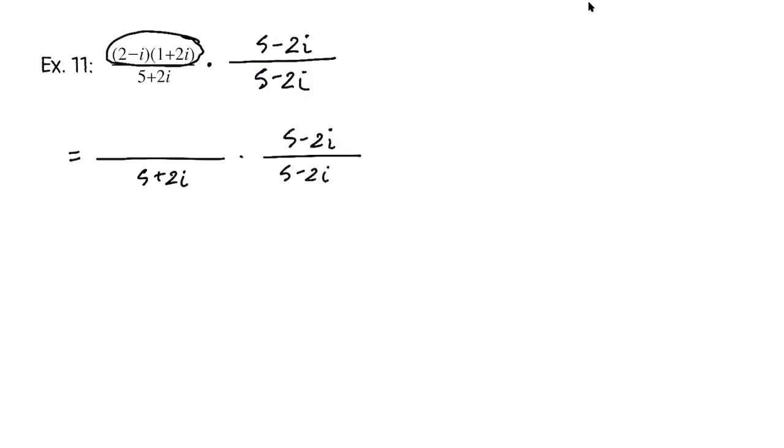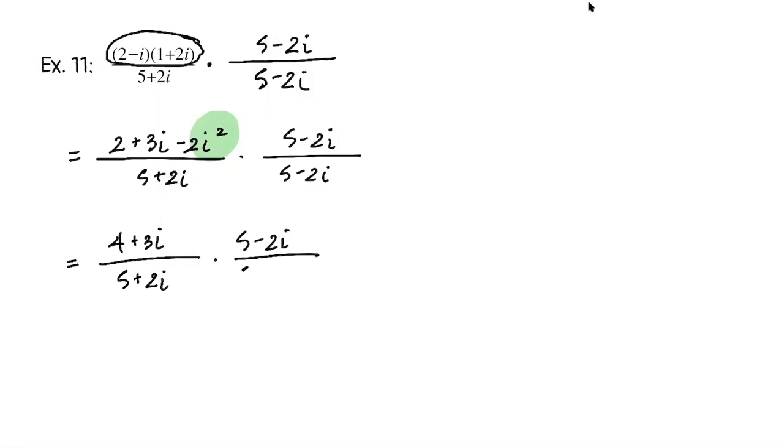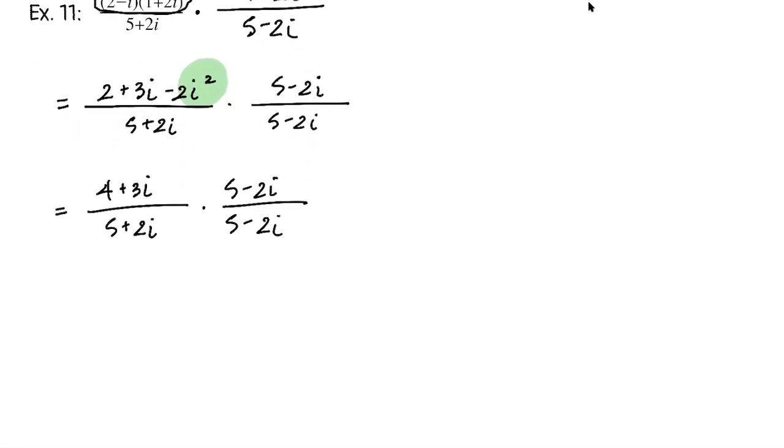And when we FOIL out the top, we get 2 plus 4 minus 1 is plus 3i minus 2i squared. Oh, i squared. Okay, I'm going to have to replace that with a -1. So I end up with 4 plus 3i over 5 plus 2i times my conjugate. Okay. And now it's exactly like problem number 10.